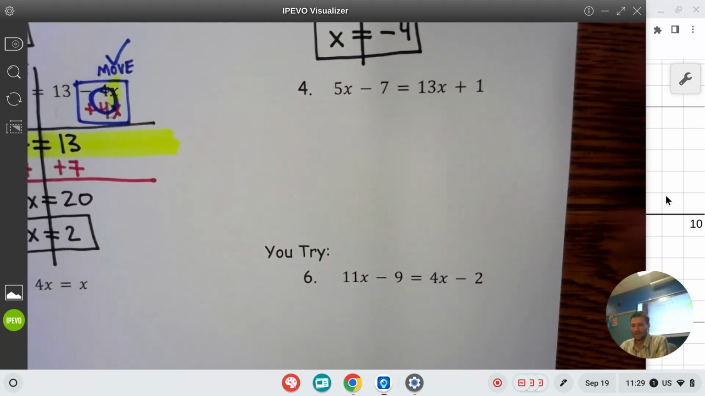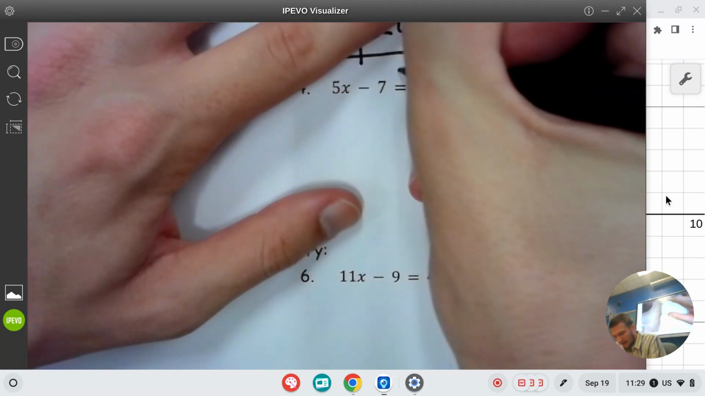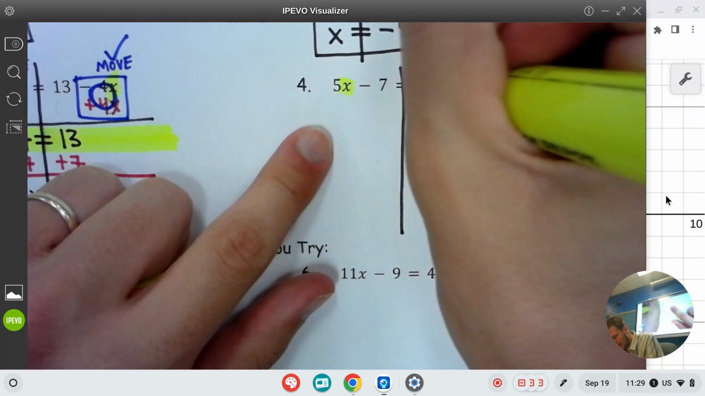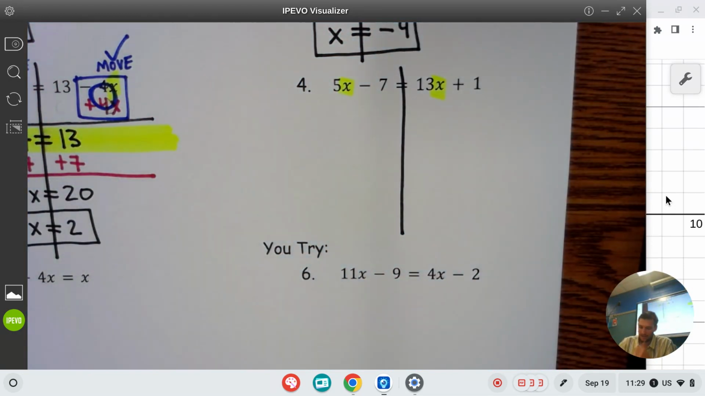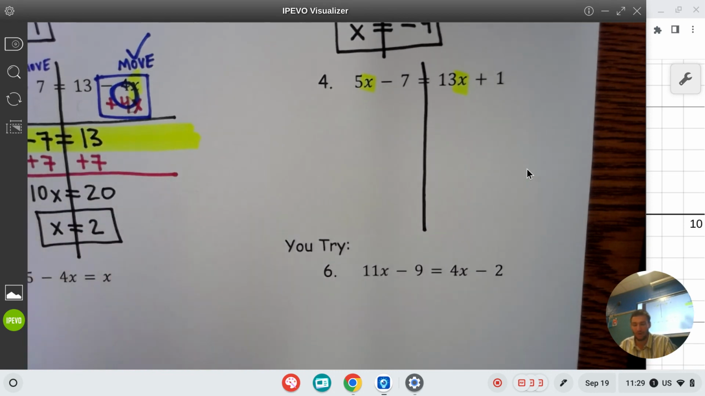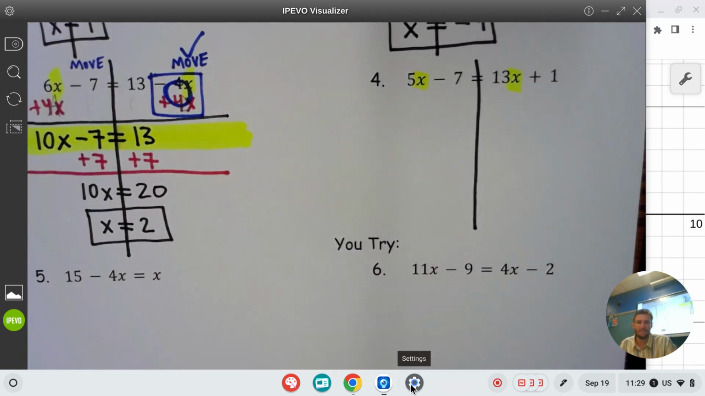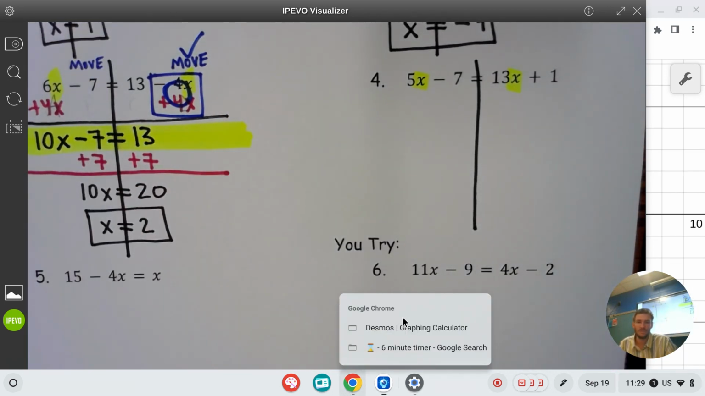So, question 5. Put a line down the middle. I'm going to highlight my X's. Do me a favor. Think about what 2 terms need to move. If you feel confident enough to start, you're welcome to start. But at least write move on top of 2 different terms.